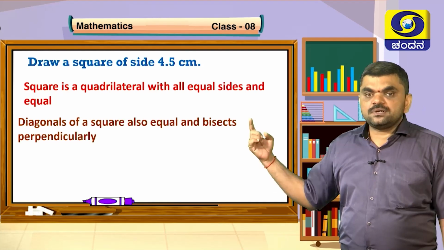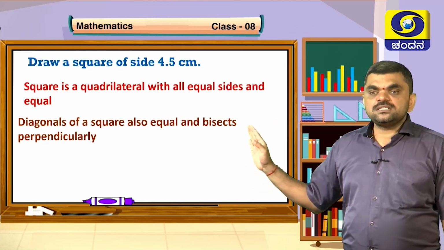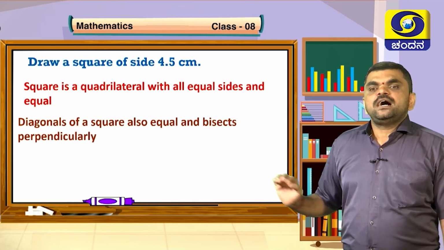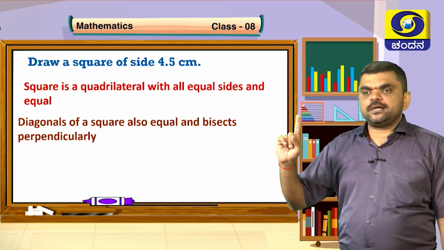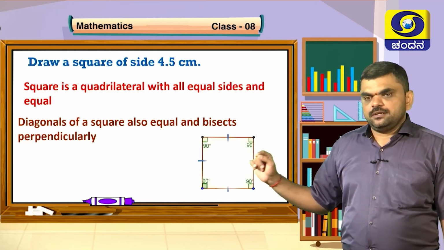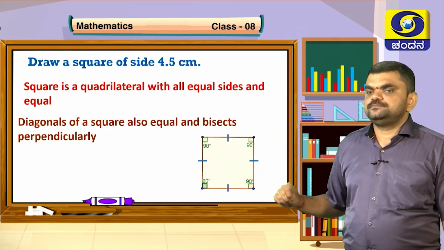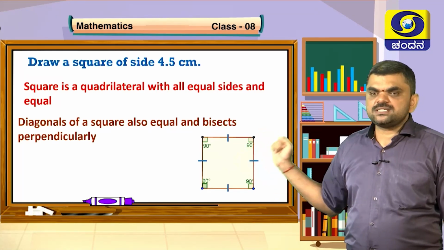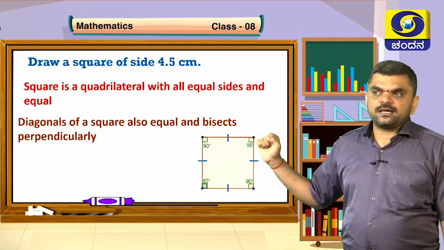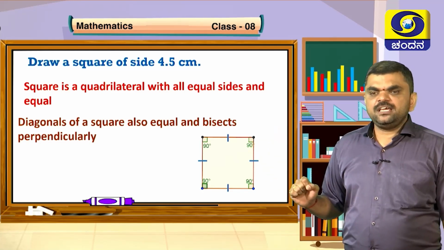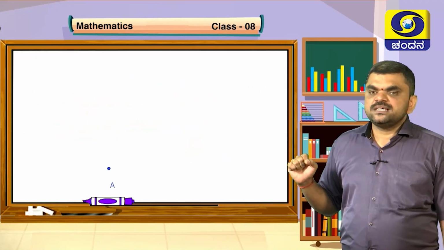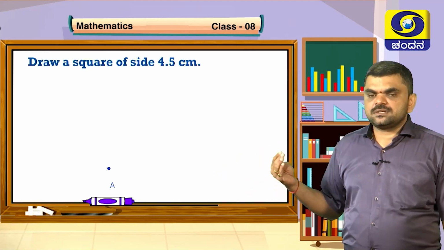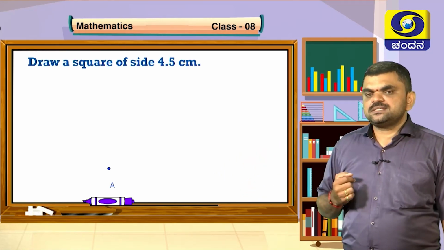Now, the diagonals of a square are also equal. Yes, in a square the diagonals are equal and they bisect each other perpendicularly, children. So this is what a square looks like, which means all the 4 sides are equal and all the 4 angles are equal to 90 degree here, children. So now, is it possible for us to construct a quadrilateral? Yes, observe here.